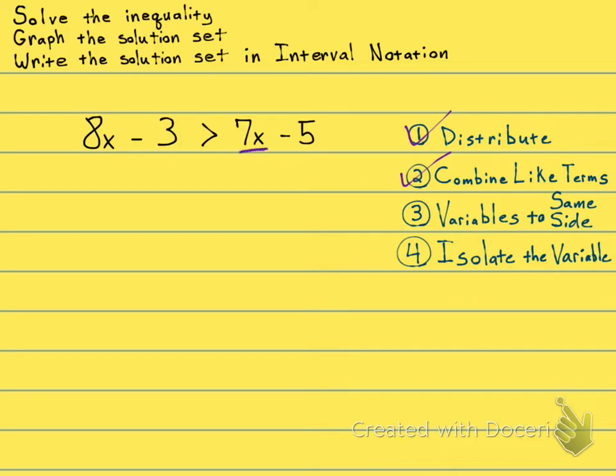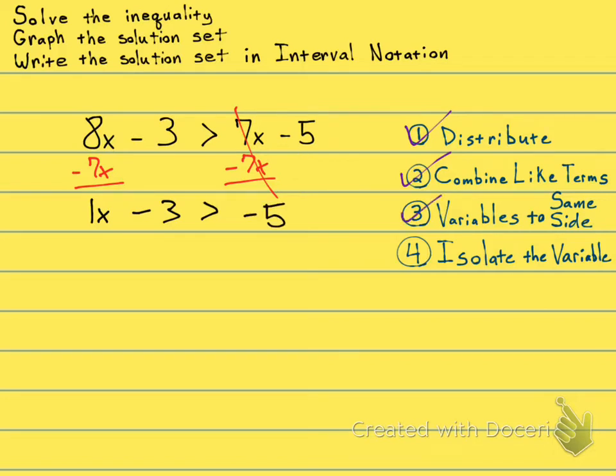3, variables to the same side. Okay, so now I'm looking on the right and the left. I have an x. I have a variable on both sides. I want to get them both to the same side. So I am going to move the smallest one. So to get rid of a 7x, I'm going to subtract 7x. I will have no more x's on the right. And if I subtract 7x from the right-hand side, I need to subtract 7x from the left-hand side. 8x minus 7x is 1x. Drop down the minus 3, drop down the greater than, and drop down this minus 5.